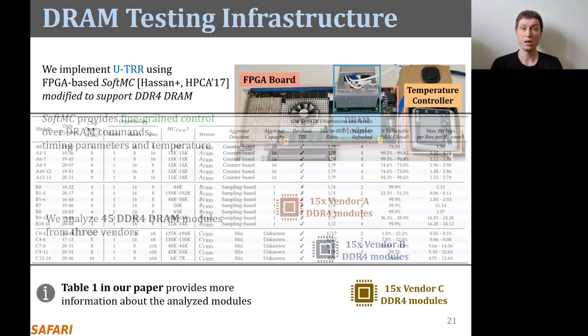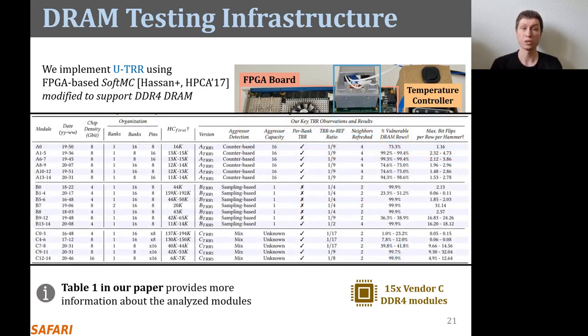In the paper, we have a table that provides detailed information about the tested modules, and here's a glimpse of the table. Let's look one by one at the key observations we make regarding each vendor's TRR implementation. In this talk, I will omit the details about how we used UTRR to make these observations, but you can find those in the paper. I will also talk about one particular TRR mechanism from each vendor, but we found small differences in the TRR mechanisms of modules manufactured at different times by the same vendor.